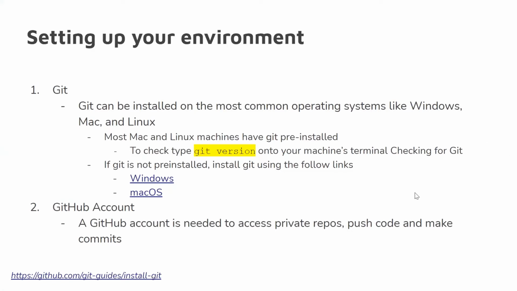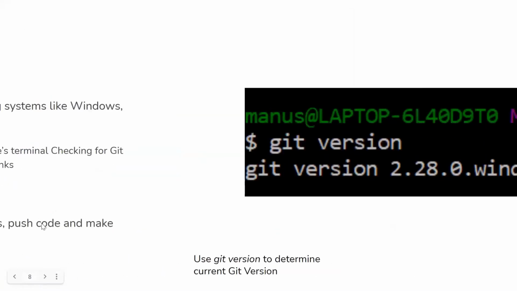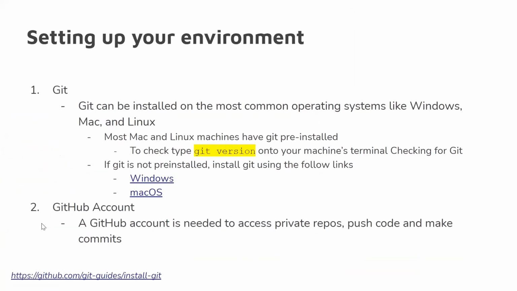The story is a little bit different with Windows. Most Windows machines don't have Git pre-installed, so I've posted some links that you can use to install Git. And once you've downloaded Git, another important thing is creating a GitHub account. This is very simple. All you need is an email and a password, and by creating an account, you're able to make repositories, push code, and also view other open source projects.